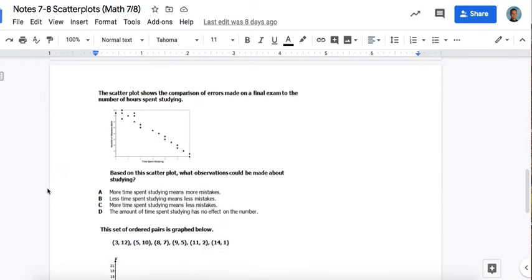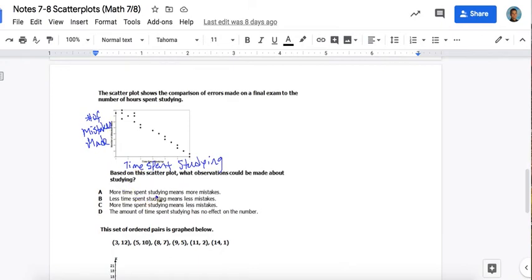Now, the scatter plot, turn to the back here. The scatter plot shows the comparison of errors made on a final exam to the number of hours studying. Okay. And this right here is the time spent studying. It's very difficult to read here, so we might write it again here. Time spent studying. And here, let's say number of mistakes made. And I know it says it on your paper here, but it's very difficult to read.